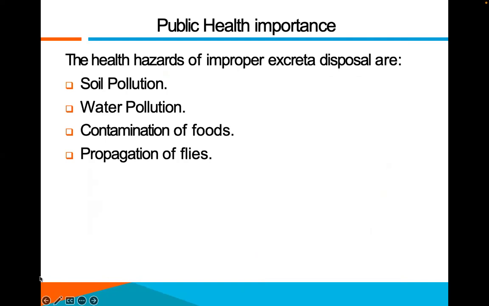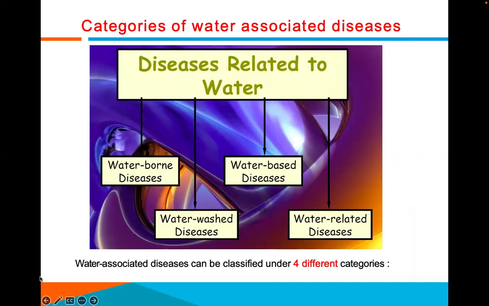So the health hazard of improper excreta disposal leads to these conditions that I have listed here. So there is pollution of soil using feces, water gets polluted, food gets polluted, and there are a lot of flies being propagated because these flies will lay their eggs in the feces. The eggs will be nourished. One fly can hatch maybe 10,000 eggs on the feces. They will give rise to flies, and there is propagation of these flies causing pollution.